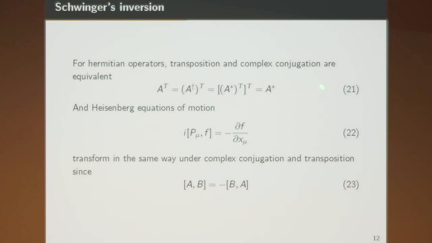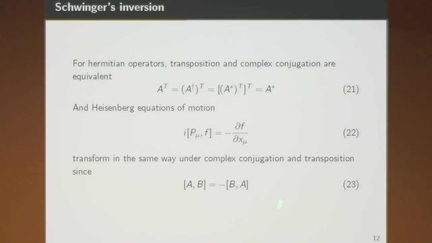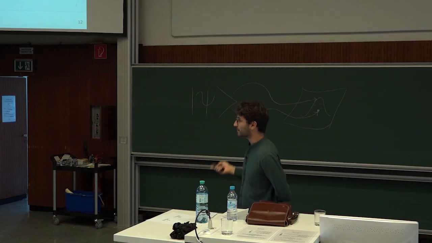So we know that for Hermitian operators, transposition and complex conjugation are equivalent, like I show in equation 21. And if we consider the Heisenberg equations of motion, it's also very easy to see that complex conjugation is going to give us a minus sign with the i, and transposition is going to give us a minus sign from this identity. So far, the two are entirely equivalent.